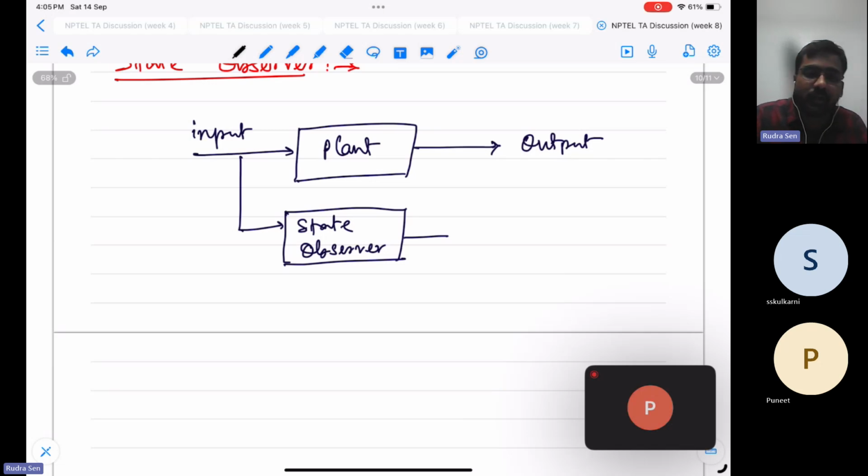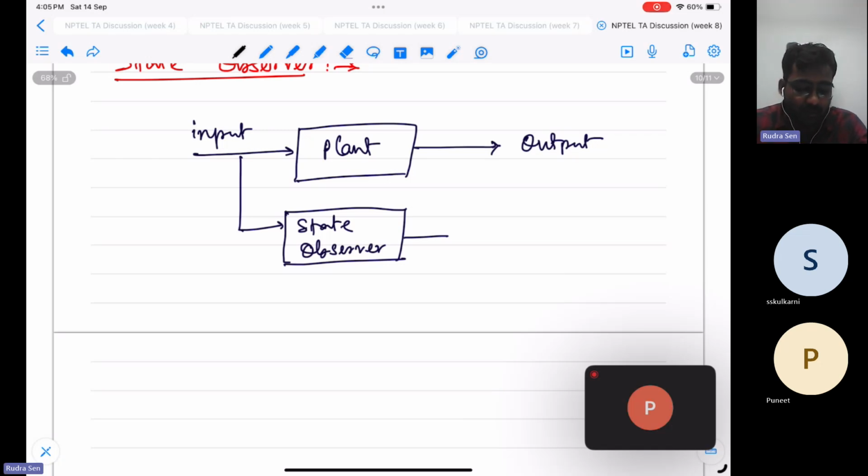So let's say this is a full state observer. Full state observer means irrespective of how many states we can measure, we are basically estimating every state. Let's say this plant has 4 states. So out of 4 states, I can measure 2 states, and I need to estimate the other 2 states. I can measure the 2 states directly from the sensor.